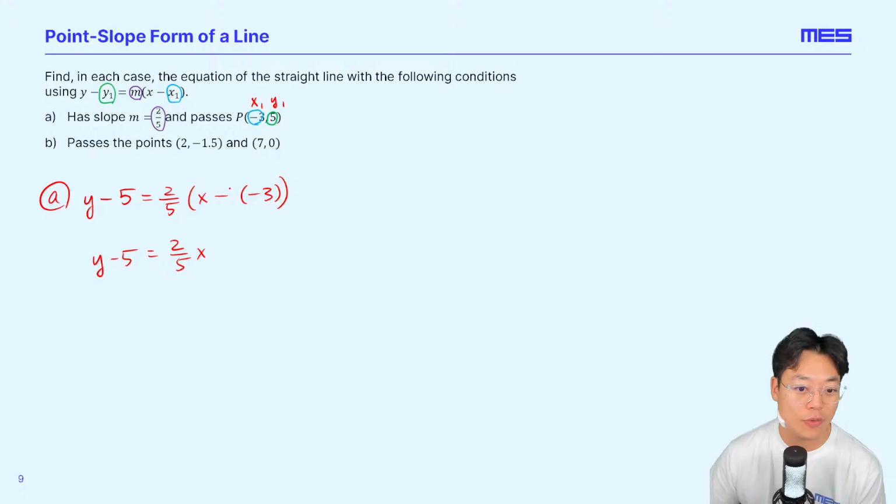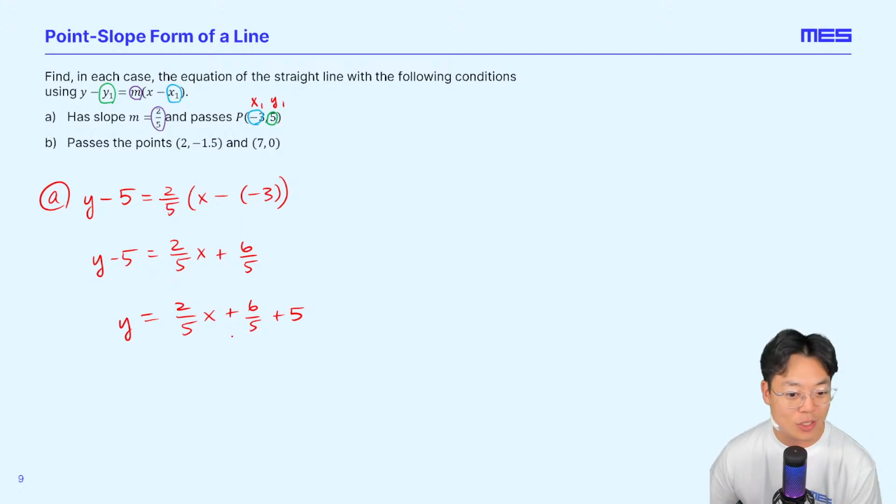Now this is a plus 3. Negative times a negative is a positive. Positive 3 times 2/5 is 6/5. Now we're going to add 5 to both sides. We get y is equal to 2/5 x plus 6/5 plus 5.